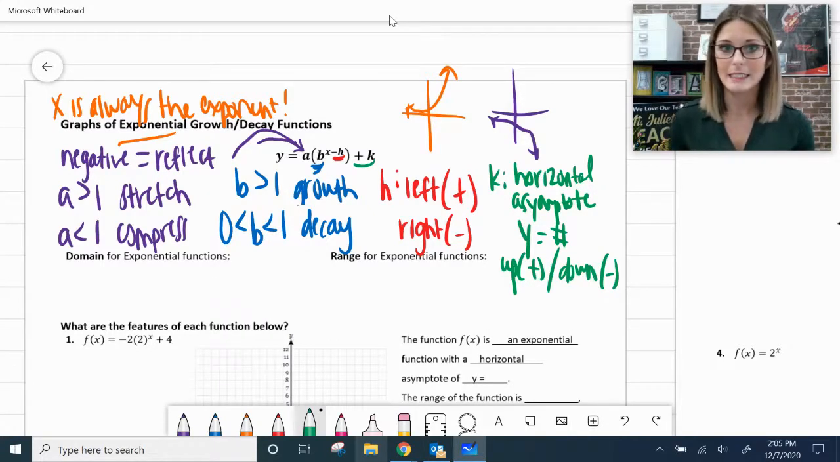So we dissected a lot. This is your basic exponential function. x is your exponent for your exponential functions. Okay. All right.